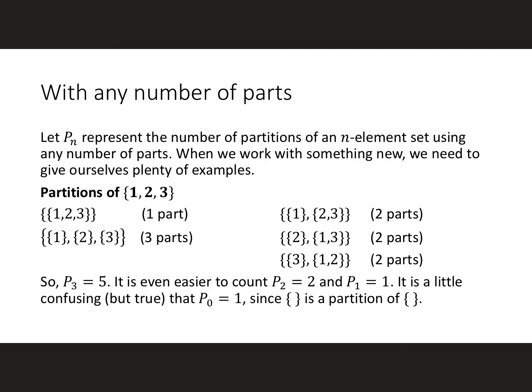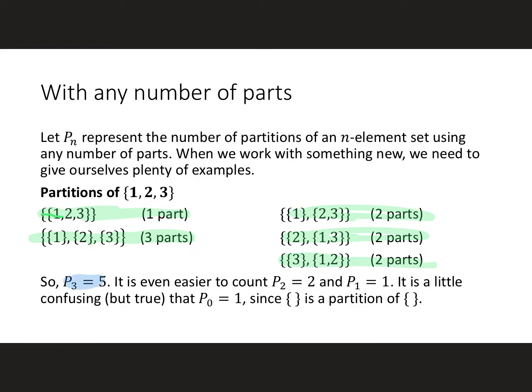We can revisit one of the examples that we used for the previous video by looking at all the partitions of a three-element set. Some of the partitions have one part, some of the partitions have three parts, and some of the partitions have two parts. This is a complete list of all the partitions that you can make from a three-element set. And so we would say that P sub 3 equals 5.